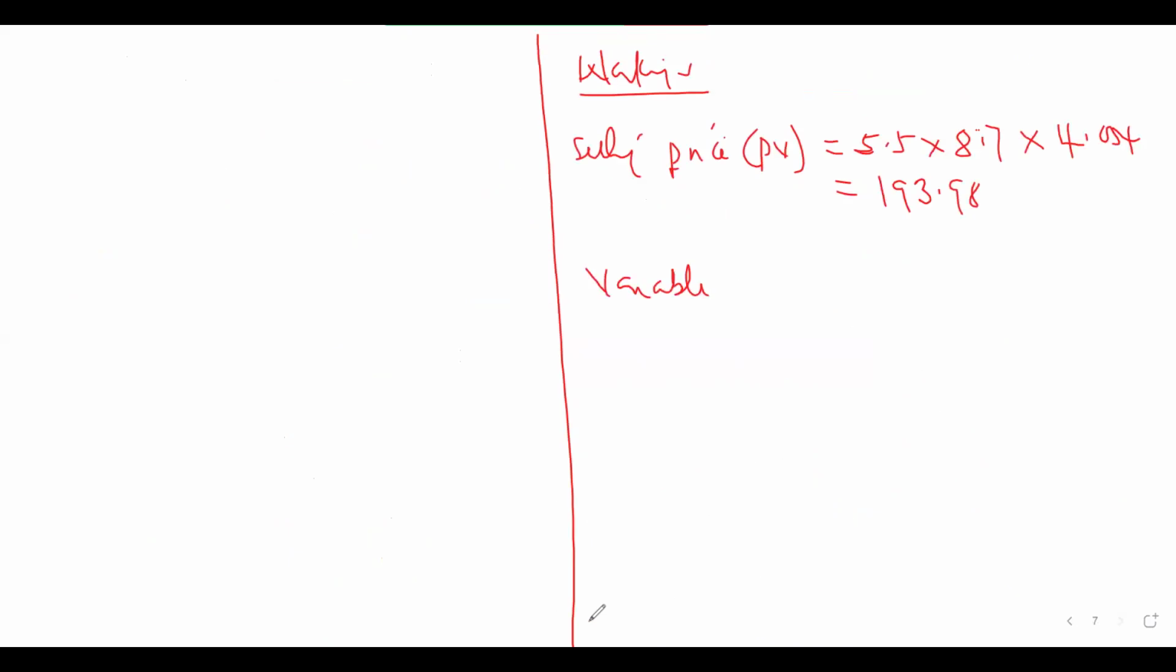So let's go and do the variable cost. Okay. So we find the present value of the variable cost. That will be 4.8 multiplied by 8.7 multiplied by 4.054. Is that correct? Yes. Okay. How much are we getting? 169.30. Okay.